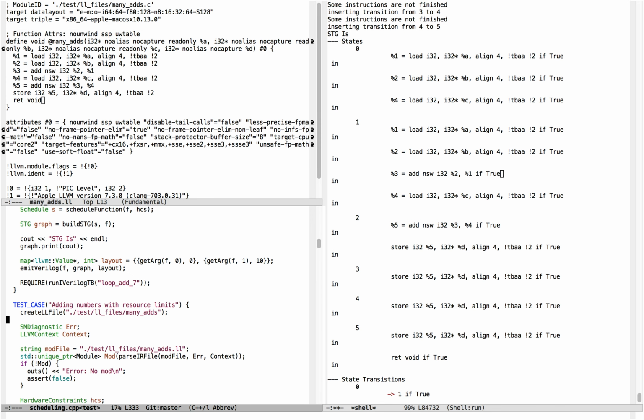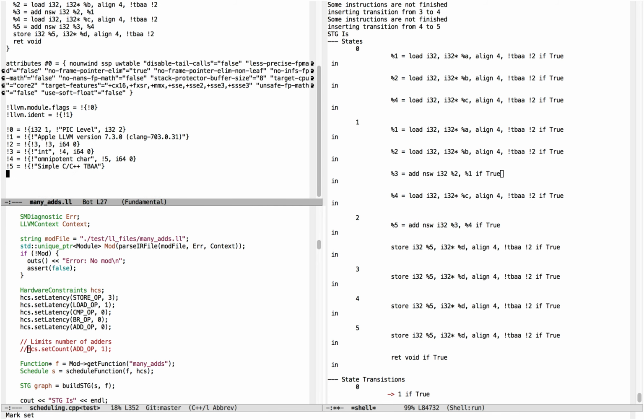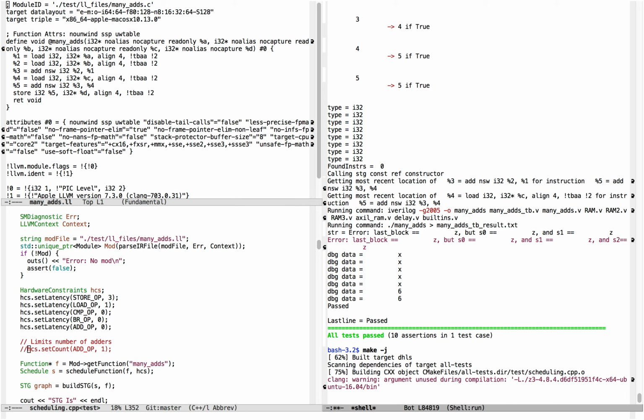And notice that, for example, if we were to remove this resource limit that the add op takes one cycle, or excuse me, that we only have one adder. Sorry, adds take 0 cycles. But if we remove the resource limit that we only have one adder, recompile and rerun the test, we'll see something very different. So, this is going to take a second to compile.